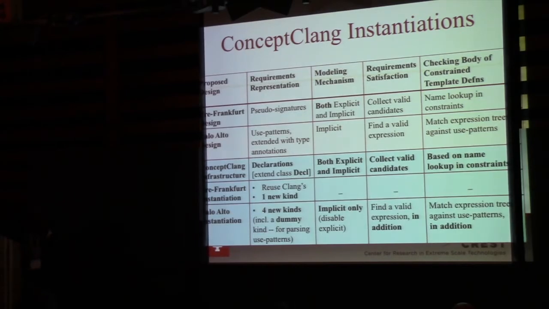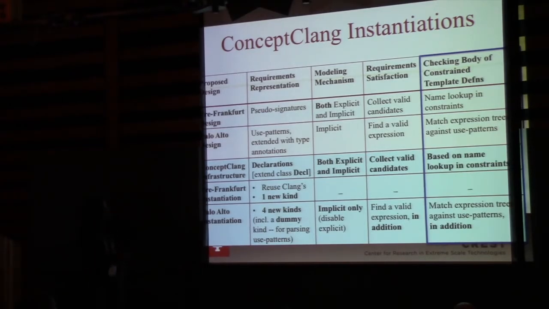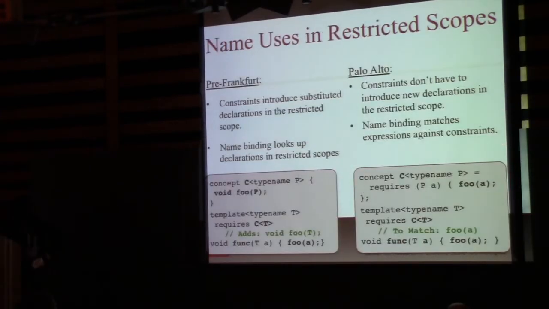So what I want us to focus on for the rest of this talk is that one component over there, the checking of the bodies of template definitions. You see that where the pre-Frankfurt design does name lookup in constraints, the Palo Alto design does what I call expression validation, which is the matching of expressions against the use patterns. So it looks something like this, right?